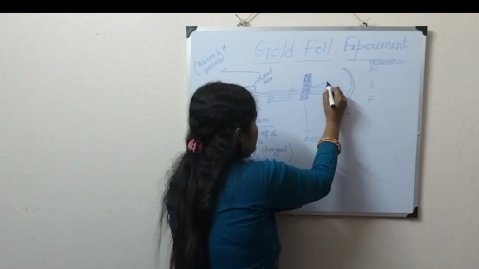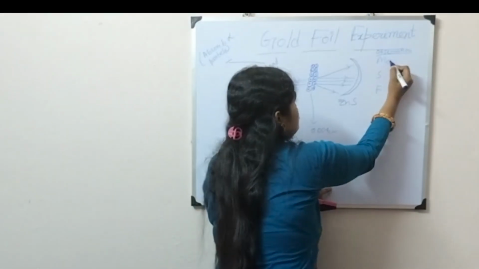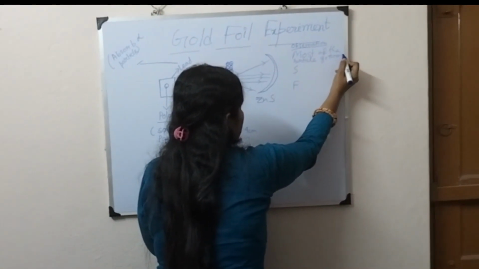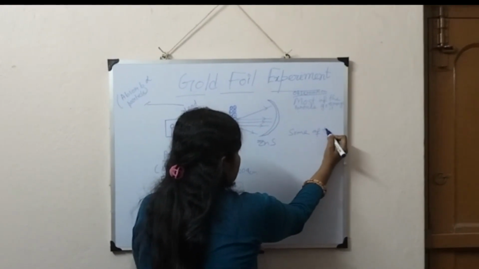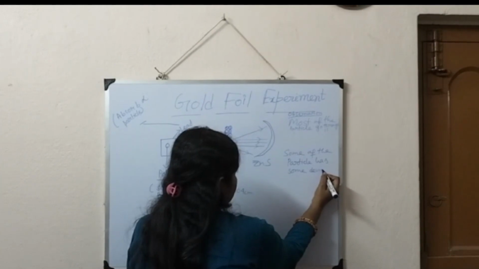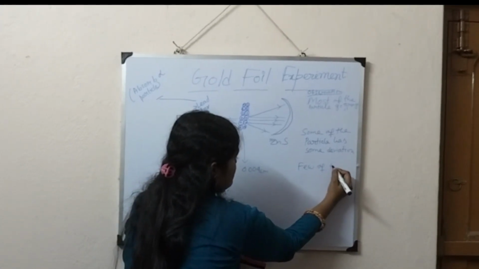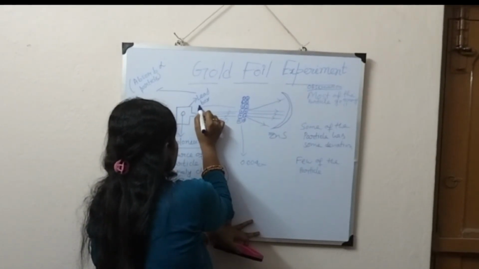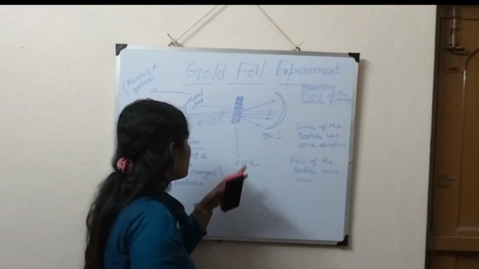Then some of the particles have some deviation, and then a few of the particles go back to the main radioactive source.